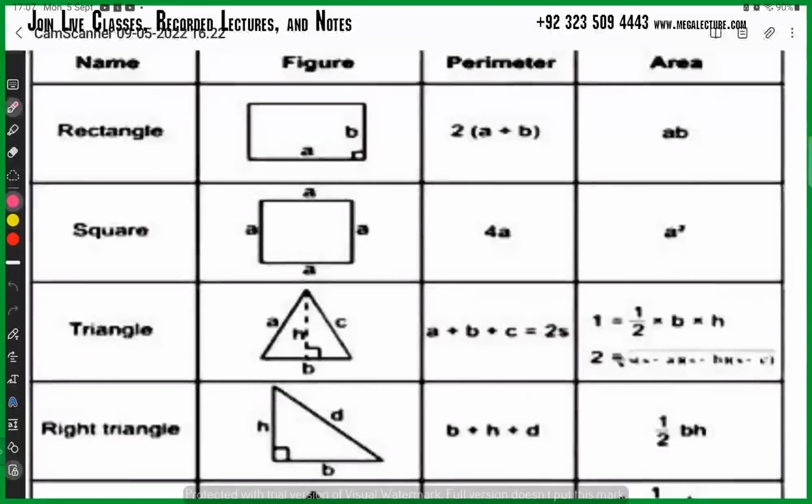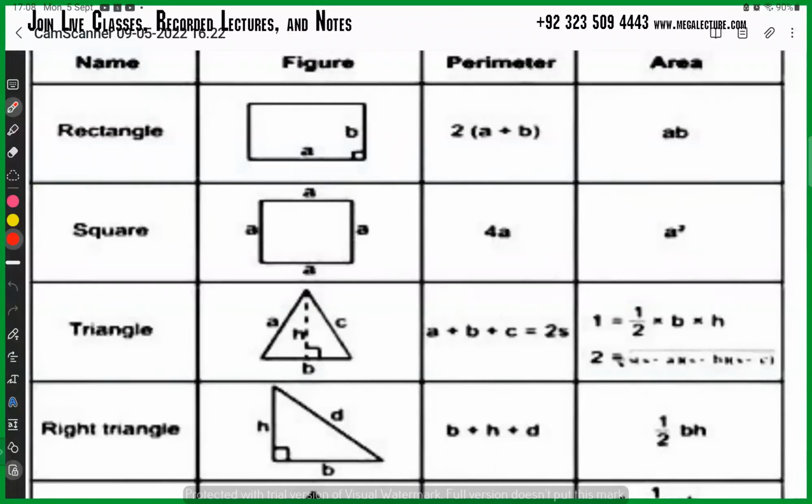Okay, now the very first shape is basically this rectangle. Now, what is a rectangle? Rectangle, square, triangle, triangle. These four are shapes that we are already familiar with, right? What is perimeter? Perimeter is basically the sum of boundaries of any shape.